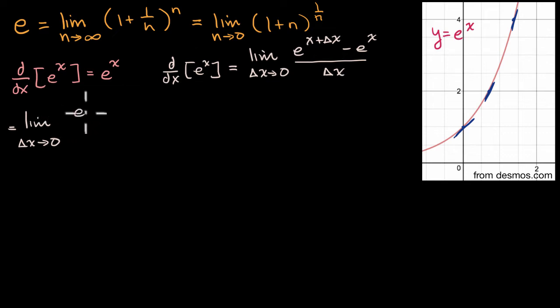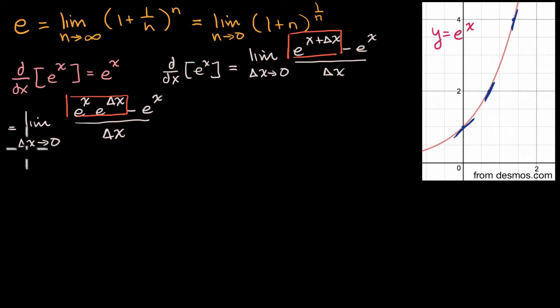This is the same thing as e to the x times e to the delta x, just using our exponent properties here, minus e to the x, over delta x. Just to be clear, I rewrote this right over here as this right over here. Now I can factor out an e to the x, and in fact, because the e to the x is not affected as delta x approaches 0, I can factor the e to the x out of the entire limit. So let's take the e to the x out of the entire limit. Let's factor it completely out. It does not get affected by the delta x.